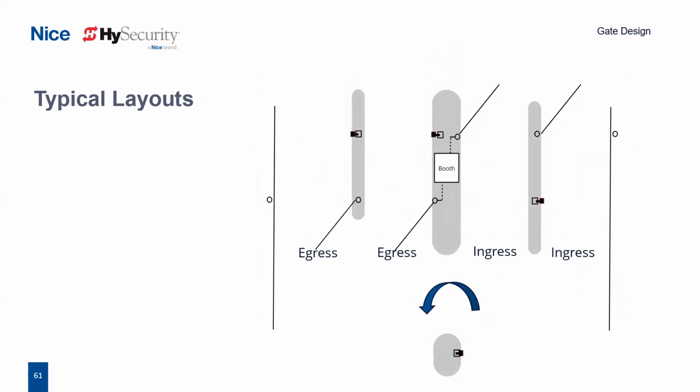And in here, again, in our swing gate or barrier arm installation with our guard shack in the center for visitors, and still having our dedicated employee and resident lanes. Again, we still have our turnaround just in case.